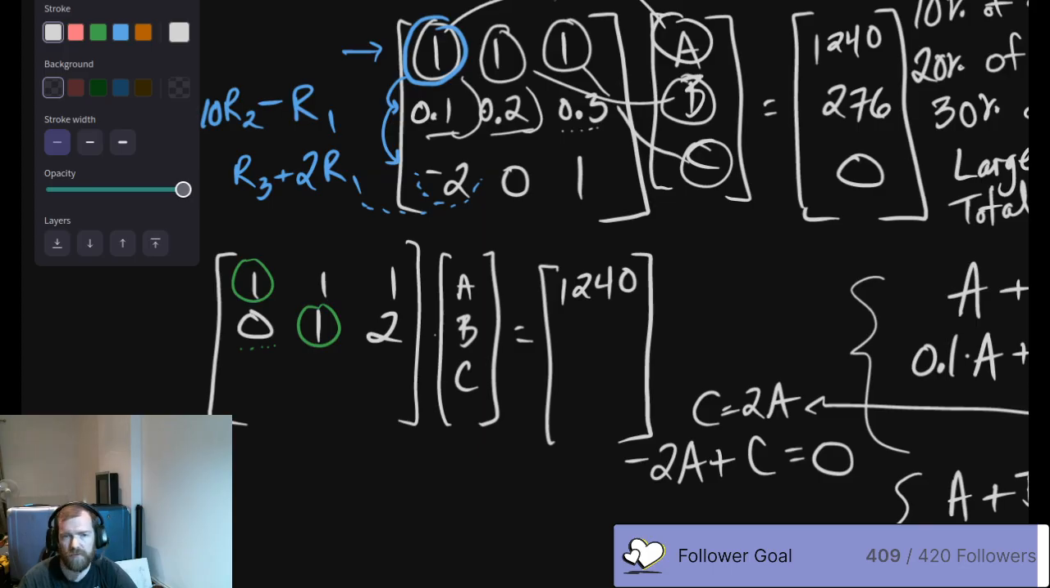So we go to the third row, and we said, okay, we're taking our third row. Oh, wait, no. We got the number on the other side, too. So 10 times row 2 is going to be 2,760. Minus row 1 of 1,240 is going to be 1,520.